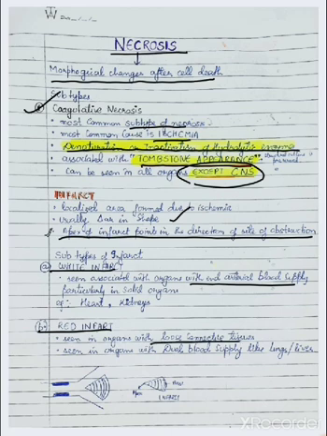Red infarct is seen in organs with dual blood supply, like lungs or liver, and in heart or kidneys we have white infarct. So this is the diagram of an infarct. This is the site of obstruction, and this is the apex of the infarct, and this is the base.